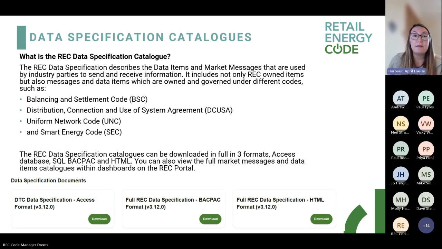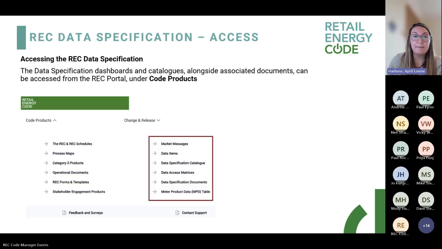In terms of the items governed under the REC, the data specification contains the contents of the data transfer network, the DTN, which was electricity-based and was previously defined under the Master Registration Agreement, the MRA, so you may have heard that term before. And it also includes the gas market messages that were previously defined under the Supply Point Administration Agreement, the SPA. The full REC data specification catalogues can be downloaded from the REC portal underneath the Code Products dropdown, and you can do this via 3 formats. So we have 2 machine-readable formats in Access Database and an SQL backup file, and a human-readable HTML file. Just pop to the next slide, please.